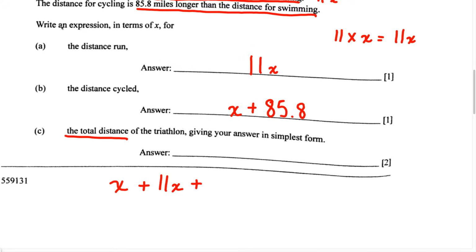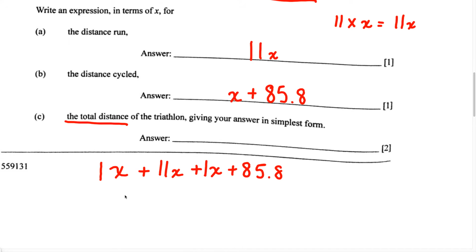We have X plus 11X. And now finally, for the distance cycle, we can see cycling is 85.8 miles longer than the distance for swimming, which gave us x plus 85.8. So we have x plus 85.8. Now, even though there isn't any number or coefficient in front of these variables, we know it is always going to have the coefficient of 1. So we can just add a 1.